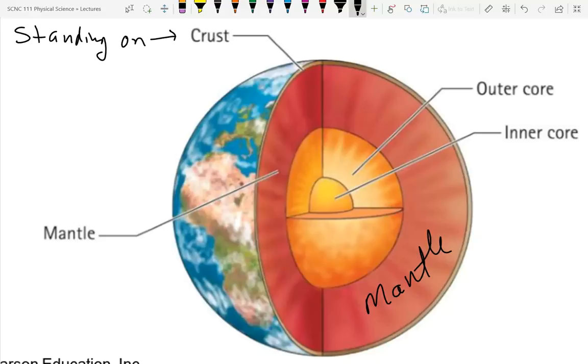What causes the Earth's air pressure? The air pressure you're feeling right now. I think we even had this on our first test, didn't we? Air pressure. What's causing it? Yeah, gravity. It's the weight of the air above us.